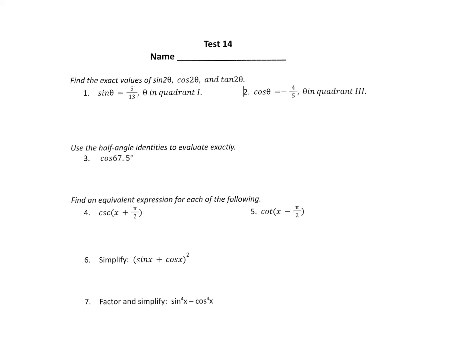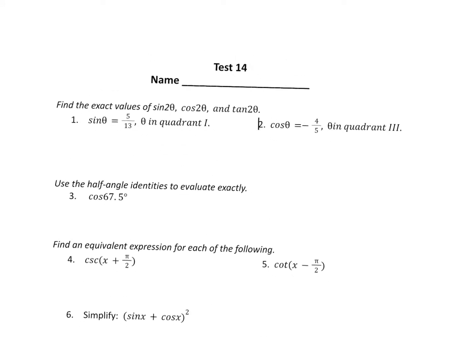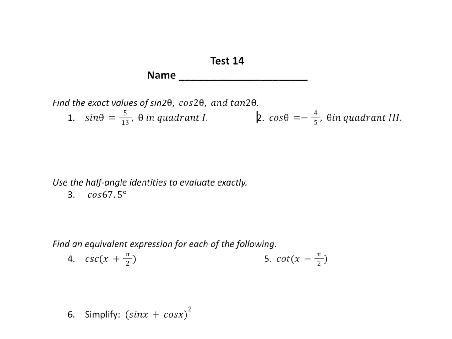All right, guys, and I got this practice test video. For 1 and 2, you need your identity page, and it's asking for sine 2 theta, cosine 2 theta, tangent 2 theta. Those are the double angle identities you see on your paper. Hopefully you got that paper with you.